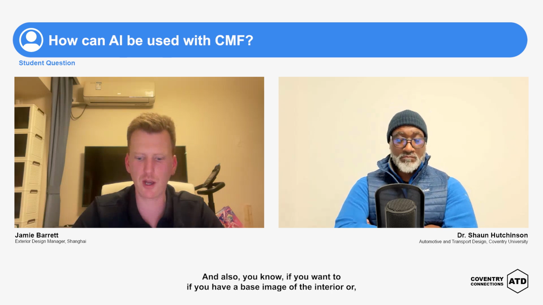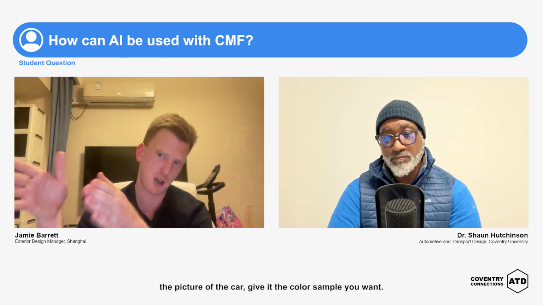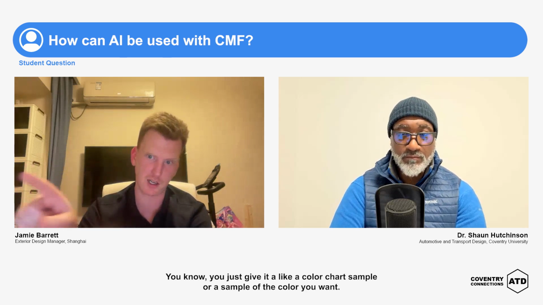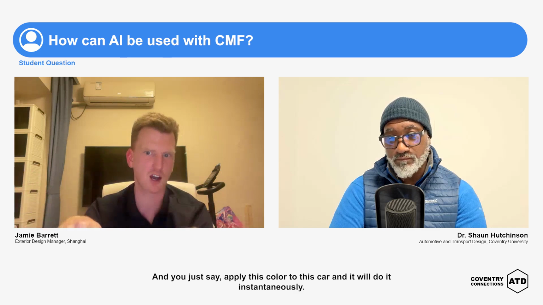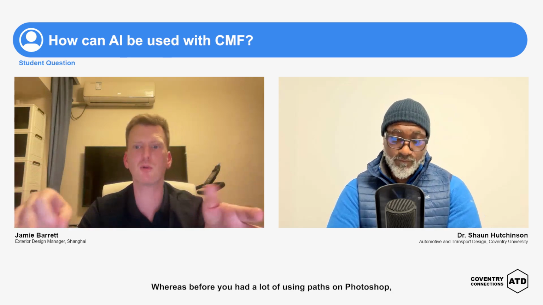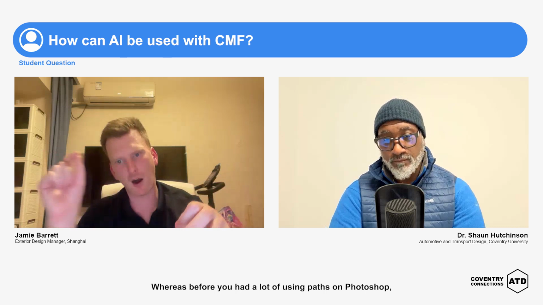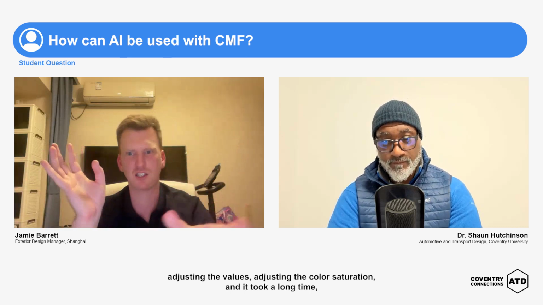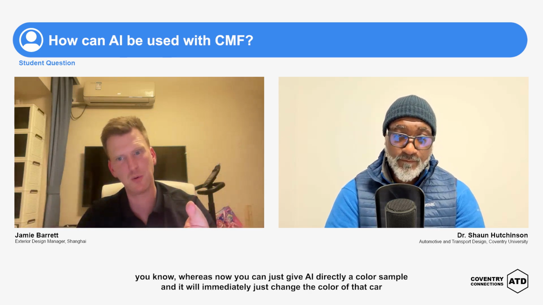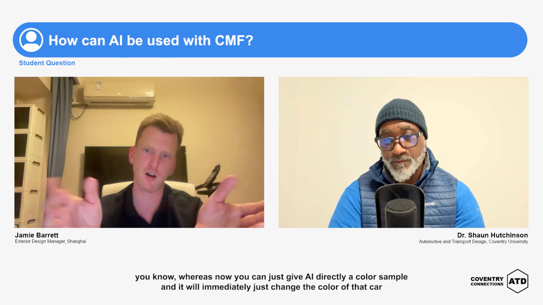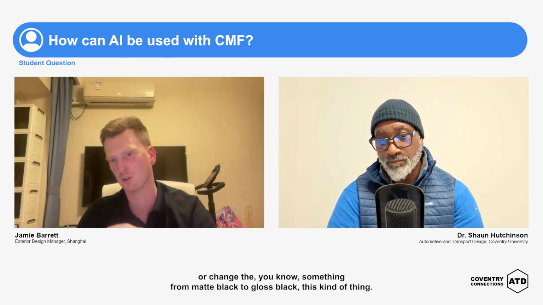And also, if you have a base image of the interior or exterior, now it's super easy to give the AI the picture of the car and a color sample you want. You just give it a color chart sample and say apply this color to this car, and it will do it instantaneously. Before, you had to use paths in Photoshop, adjust the values, adjust the color saturation, and it took a long time. Now you can just give AI directly a color sample and it will immediately change the color of that car, or change something from matte black to gloss black, this kind of thing.